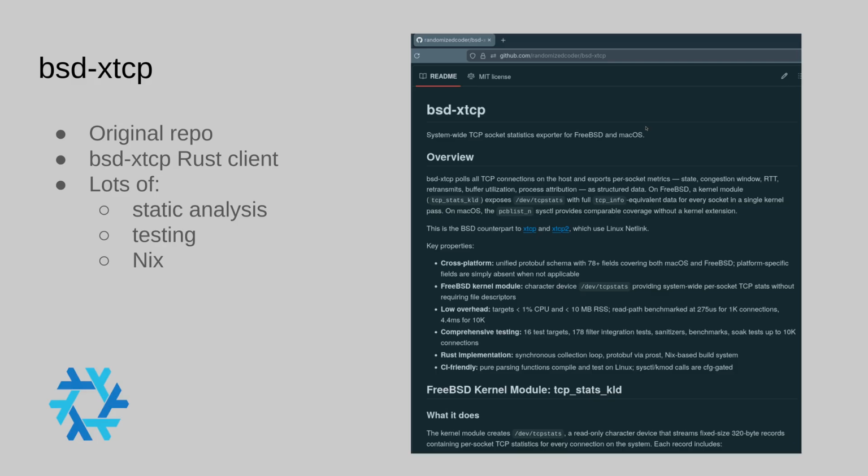So most of this work was done in this bsd TCP repo. I actually created the kernel module there, the client code, which is some Rust, and I did a lot of testing in there. So there's a lot of static analysis, linting, and then I actually built a whole lot of integration tests. So it would spin up thousands of sockets and then poll those, and I did that for like 24 hours, that sort of thing, just to make sure that the kernel module's rock solid. So I think it's in pretty good state.